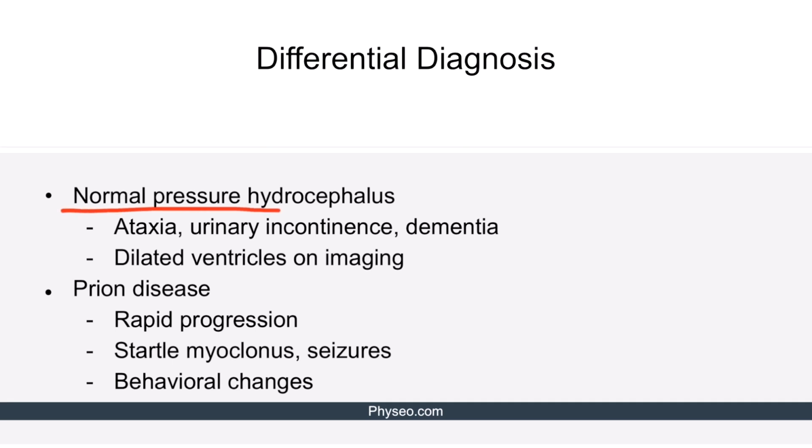Let's discuss normal pressure hydrocephalus. Patients with normal pressure hydrocephalus present with typical triad of symptoms such as ataxia, urinary incontinence, and dementia. These patients have a magnetic gait, which is often described as a slow, broad-based gait with short steps, and their feet seemingly stuck to the floor.